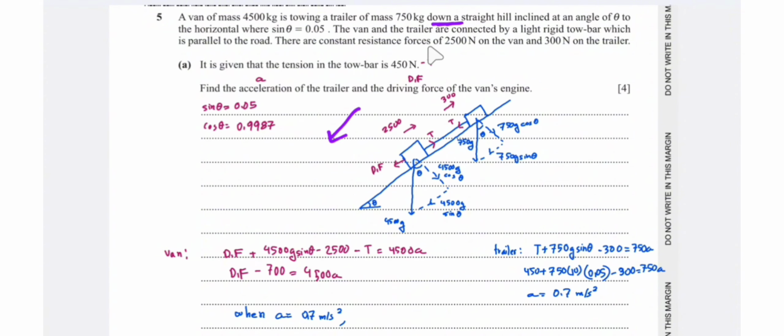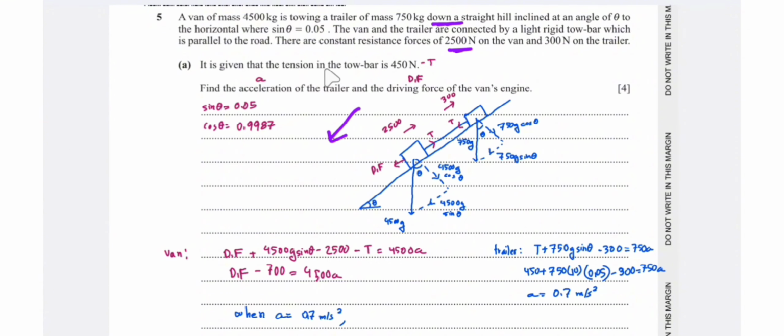That means the resistive force is acting upward. Since the object is moving downward, to oppose the movement, the resistive force must act upward. So the resistive force of 2500 Newton on the van, and 300 Newton on the trailer, is acting upward to oppose the movement.